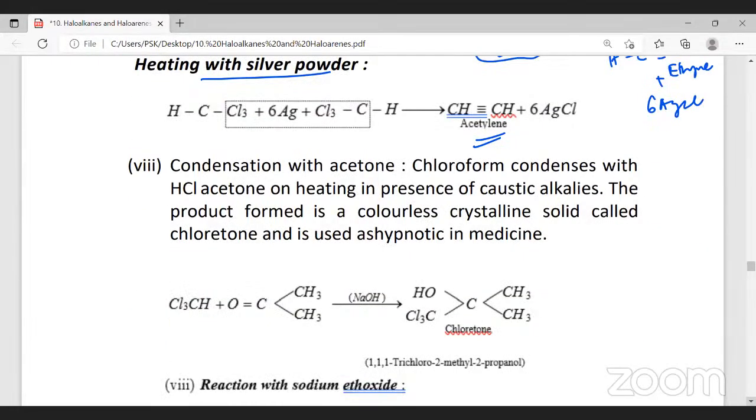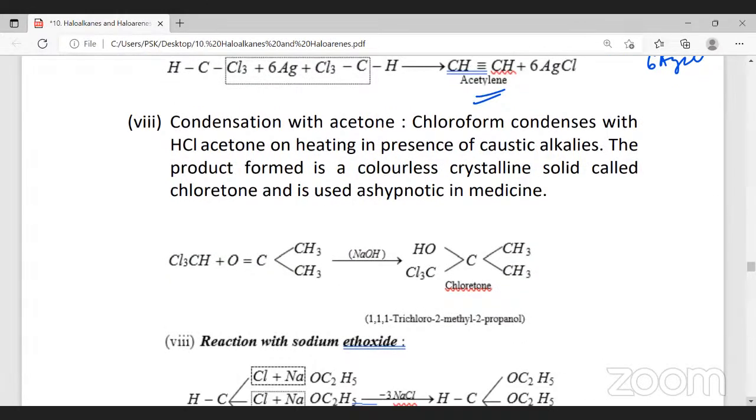Yes, sir. Next, a lot of reactions we are going through, you should be in a position to understand. Next is condensation reaction with acetone. Condensation reaction means it's similar to addition reaction. There won't be any product eliminated. That's called condensation reaction. CHCl3, this is chloroform. This is ketone. Acetone, CH3COCH3. What happens now when this is in the presence of alkali? You get chloretone.